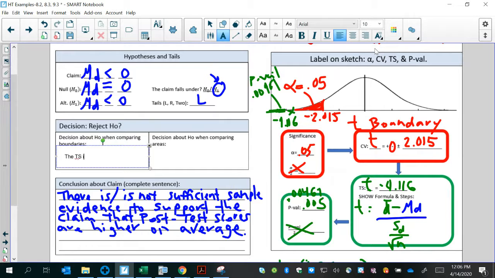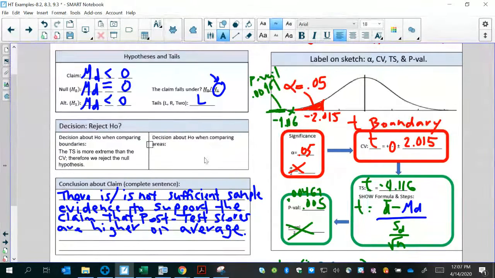The test statistic is more extreme. It's farther into the tail than the critical value. Therefore, we reject the null hypothesis. Or you can just say H sub 0. But make sure to say what you're rejecting. Don't just say therefore reject and leave it like that. Say reject the null hypothesis so that I know that you know what you mean.